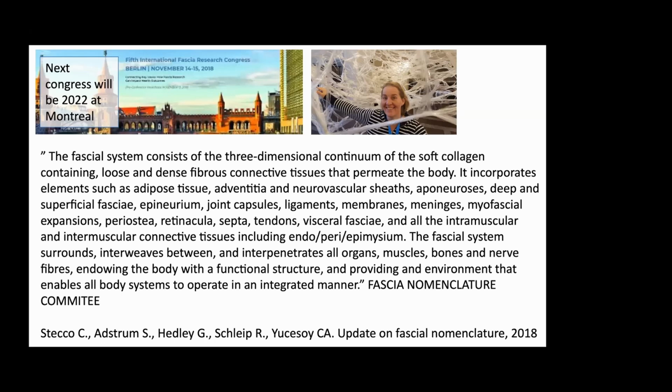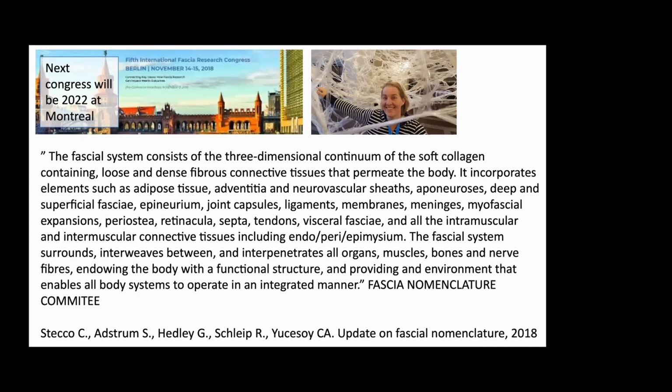This is also very, very important when we are looking at and treating with LymphaTouch. The myofascial expansions are the areas where we also want to have some of our treatments. I will tell you that later when we look at the examples. And then the periosteum is also included, and retinacular areas, which are also very important when we are thinking about rehabilitation at the joint or the ankle sprain, for example.